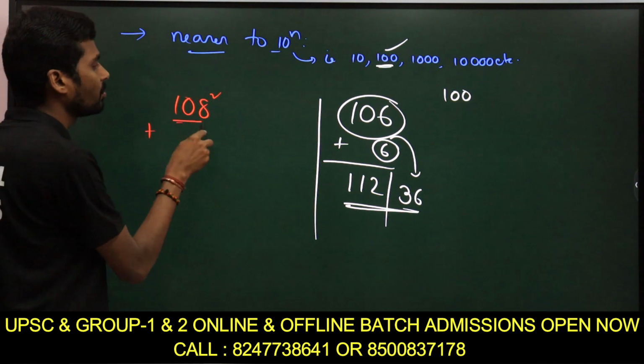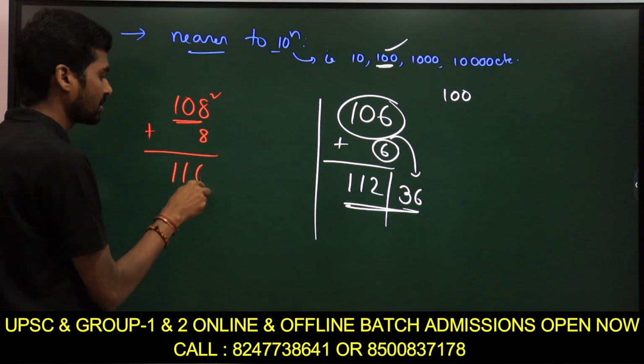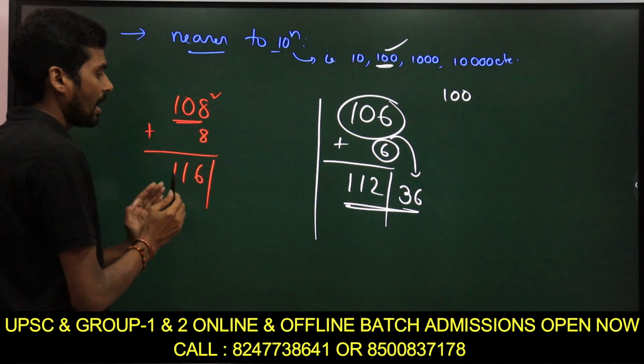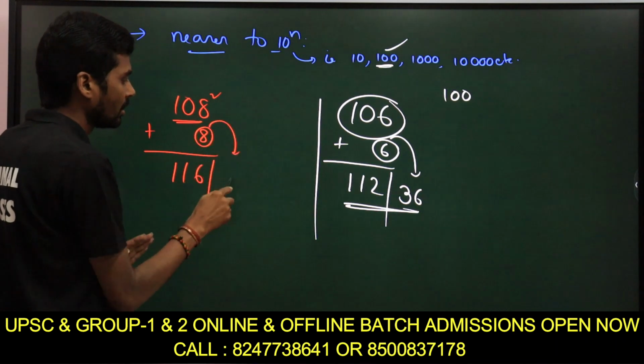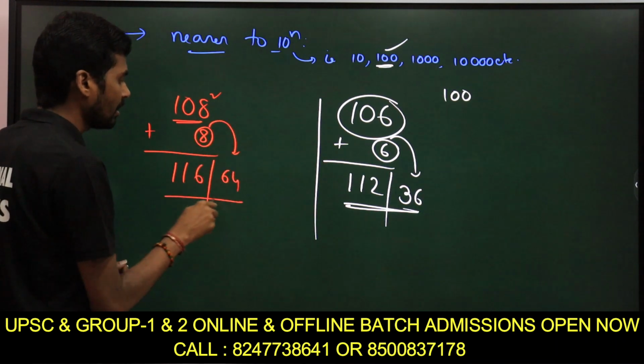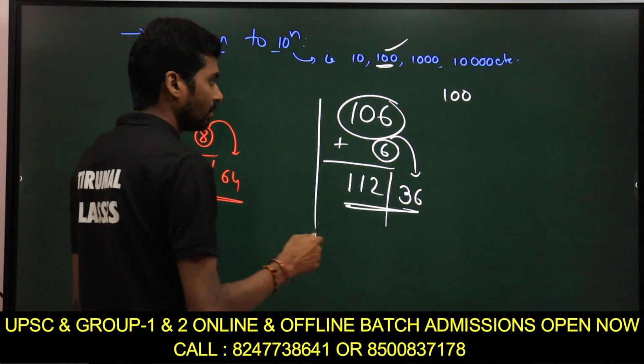How much is this number more than 100? 8. So add this term. 108 plus 8 is 116. This is the left side part. For the right side part, simply square this number. 8 square is 64. So what is the final answer? 11664. Let's look at another example.